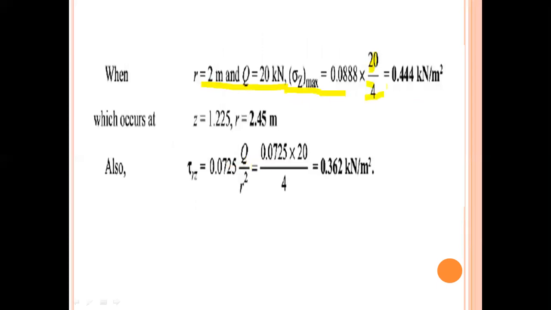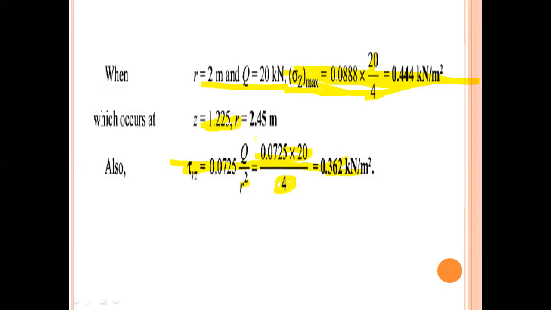So r square, 2 square means 4, that equals 0.344 kilonewton per meter square, which occurs at z equal to 1.1225 and r equal to 2.45 meters. Also tau gamma z equals 0.0725 into Q by r square. Q value is 20, substitute, and r square value is 2 square, that equals 4, that equals 0.362 kilonewton per meter square. So sigma maximum is equal to 0.4434 kilonewton per meter square and tau r jet value is 0.32362 kilonewton per meter square.